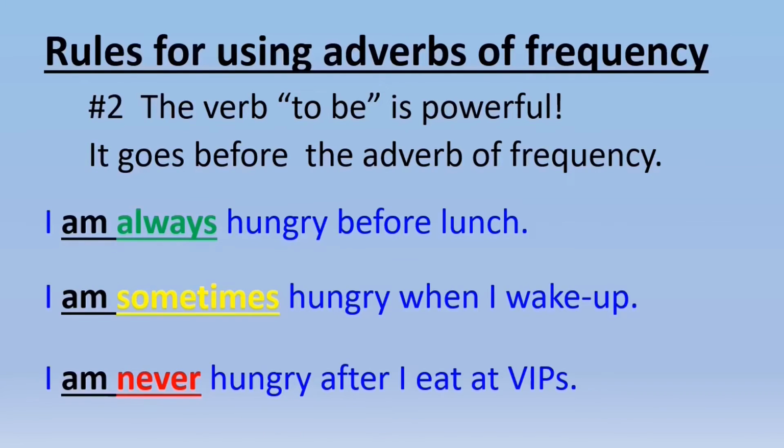Another example. I am never hungry after I eat at Vips. The verb to be, am, comes before never, the adverb of frequency, because it is powerful. I am always. I am sometimes. I am never. To repeat, the verb to be is powerful. It goes before the adverb of frequency.